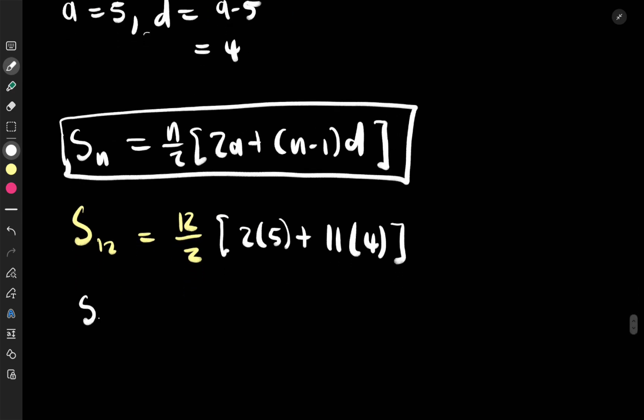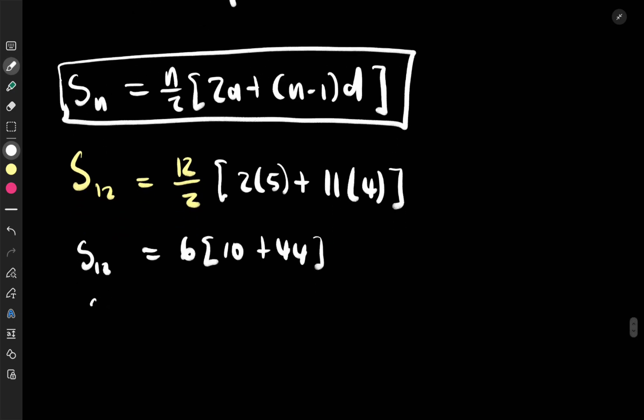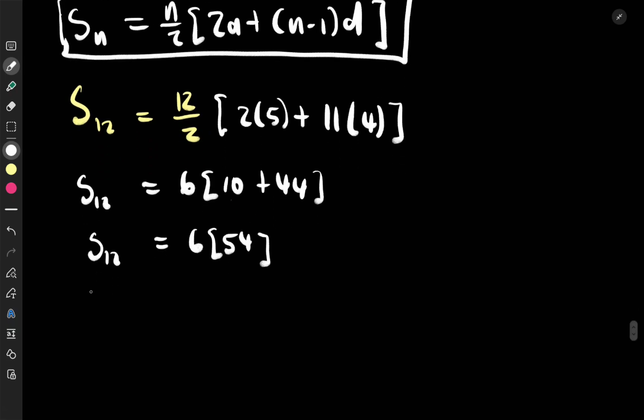And here we're going to have S12 equal to 12 over 2 is 6, multiplying 2 times 5, 10, plus 11 times 4 is 44. The sum of the 12 terms is going to be equal to 6 multiplying 10 plus 44, which is 54. So 6 by 54, and we have the sum of the 12 terms equal to 324. Remember, this is a sum, so it's not going to be a small value.